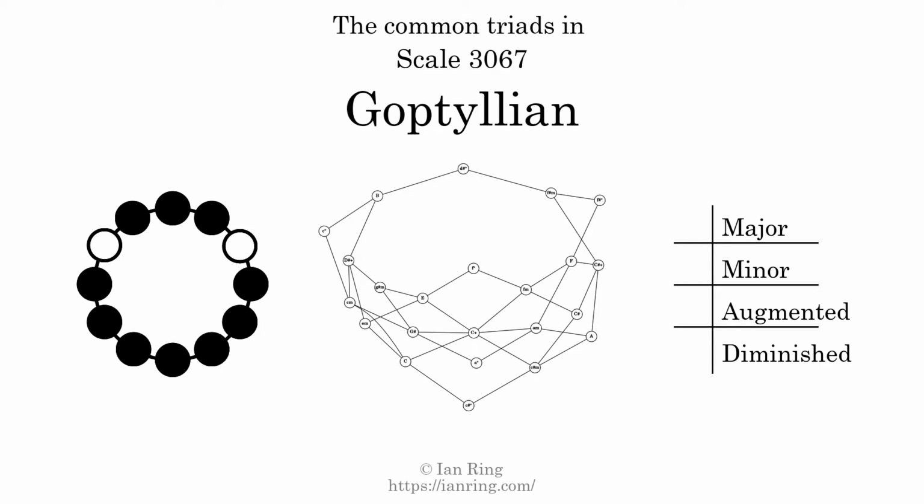The diagram in the center is a graph of parsimonious voice leading between triads. There are 7 major triads. There are 7 minor triads. There are 3 augmented triads. There are 6 diminished triads. Here is a Hamiltonian path of parsimonious voice leading that uses all the triads.